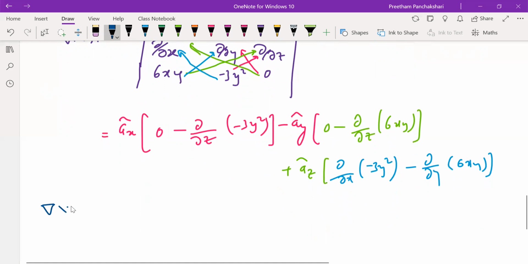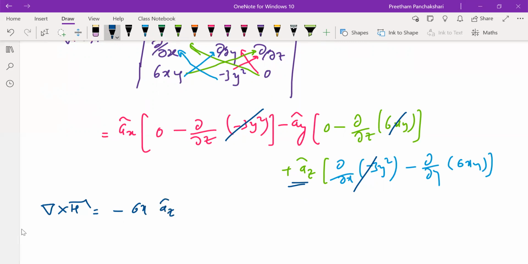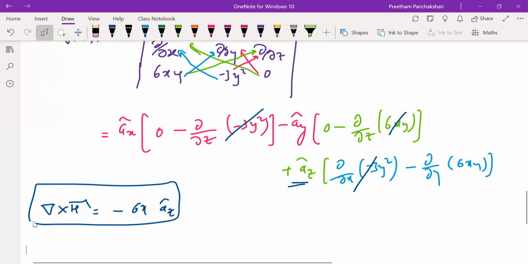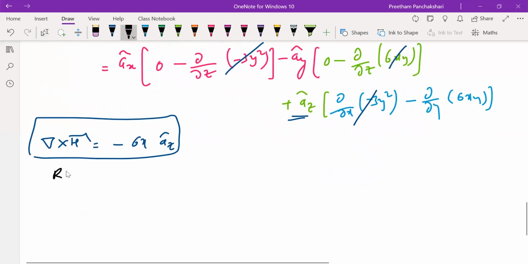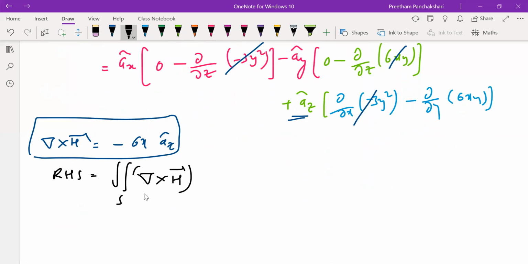Finally, the curl of H is given by 0. Differentiation with z, no z, 0. Differentiation with z, no z, 0. Differentiation with x is also not there. Only one term exists here, that is minus. Differentiation of y is 1, so minus 6x... into a cap z. This is going to be the curl. After getting curl, the right-hand side of Stokes' theorem is the surface integral of curl H dot dS. So in this step, curl H is minus 6x az cap dot dS.